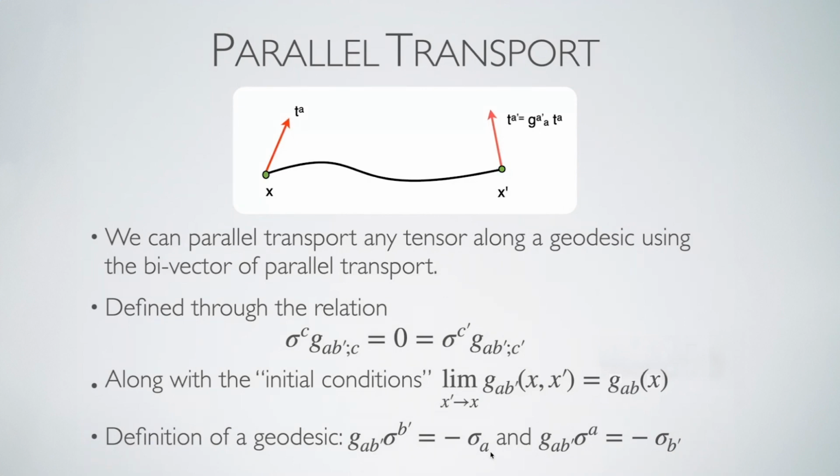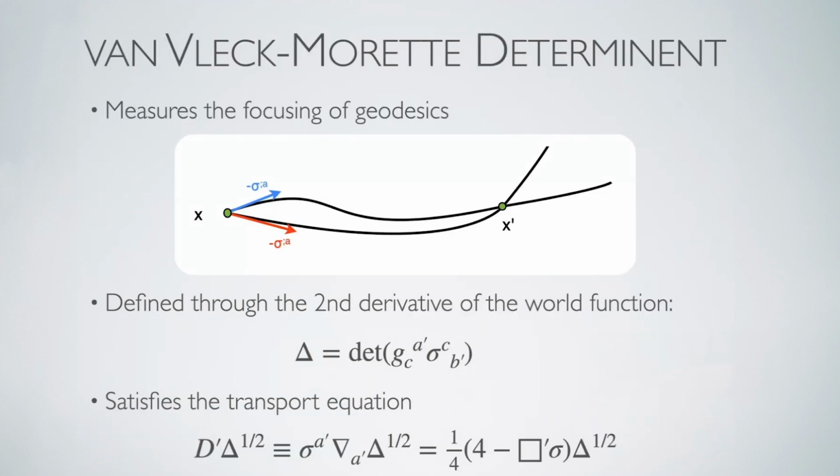Okay, so the last thing I want to introduce, the last fundamental bitensor, is what's called the Van Vleck-Morette determinant. And this is a scalar which measures the focusing of neighboring geodesics. So if you have 2 points here, x and x primed, then two neighboring geodesics of x will either go parallel to each other, or they might converge, or they might diverge.